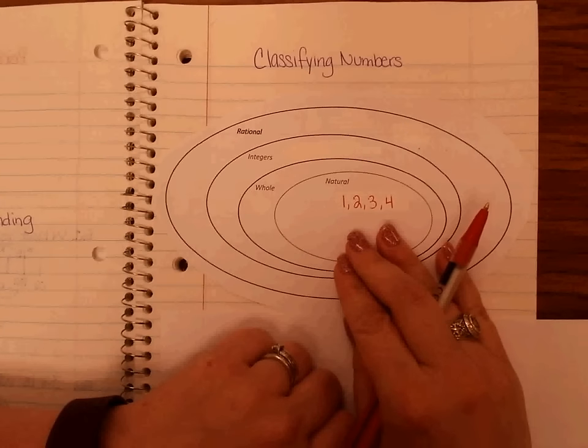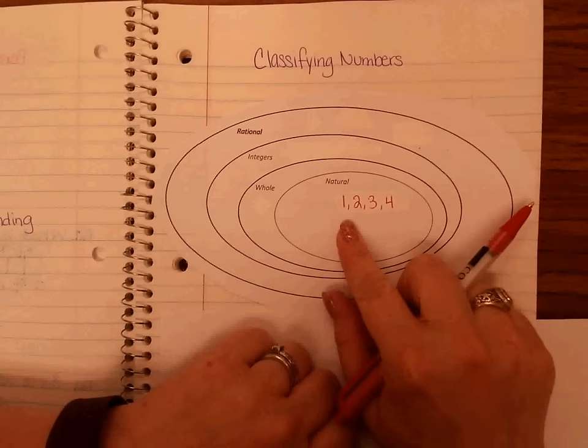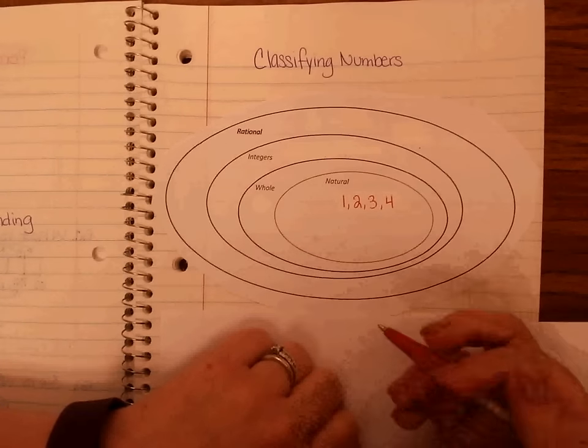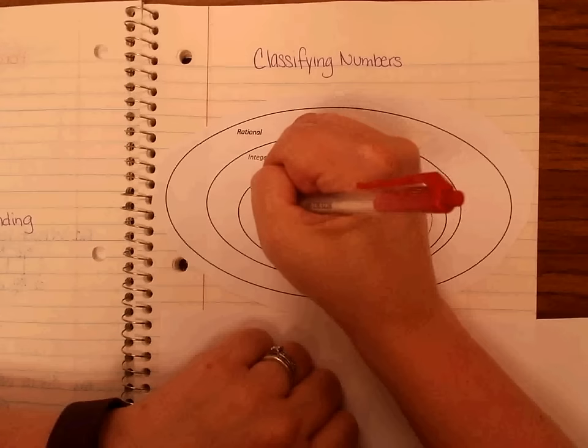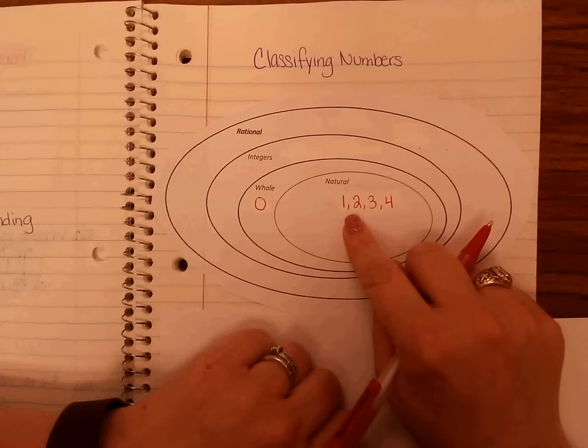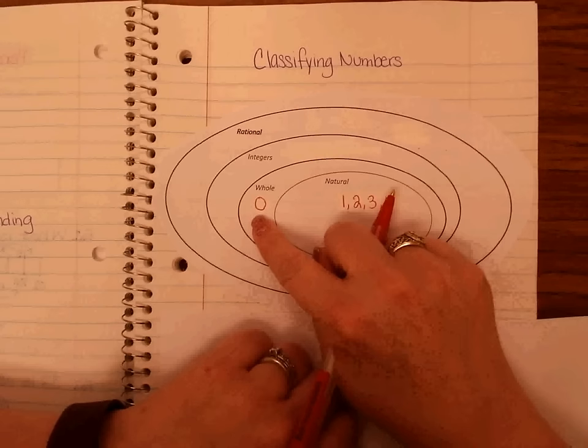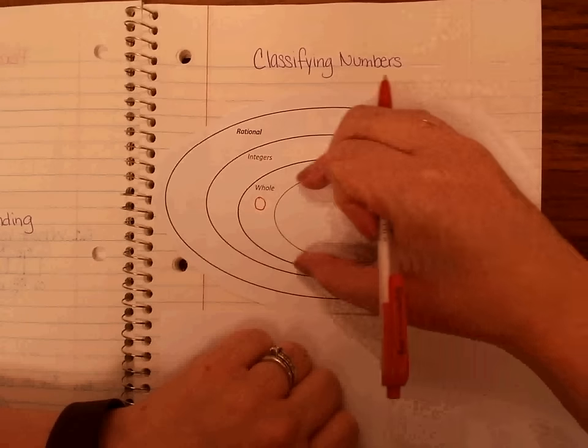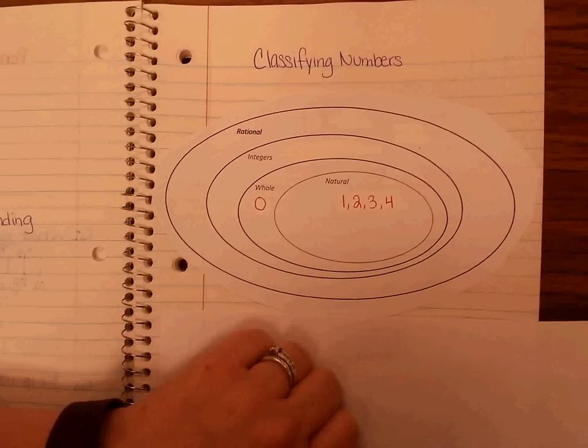Not included in the natural numbers, but included in the whole numbers, is the number 0. A whole number includes all of our numbers in the natural group, but also the number 0. As you can see, the natural circle fits inside of my whole circle.